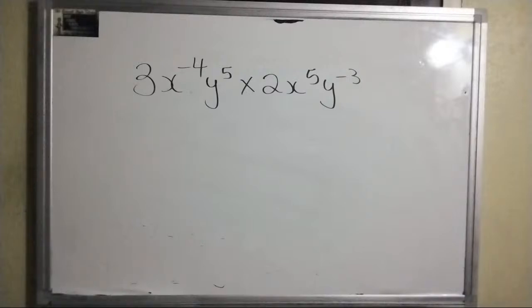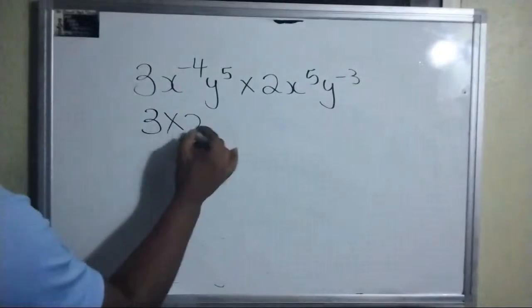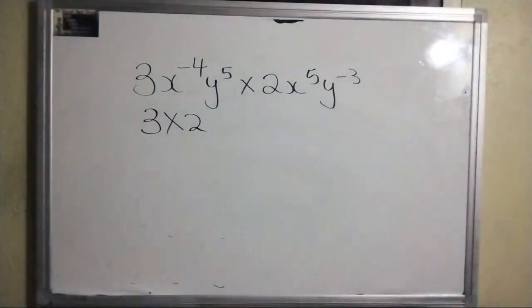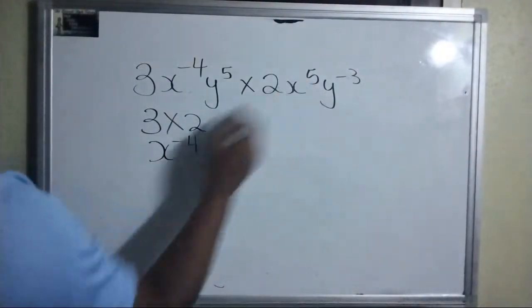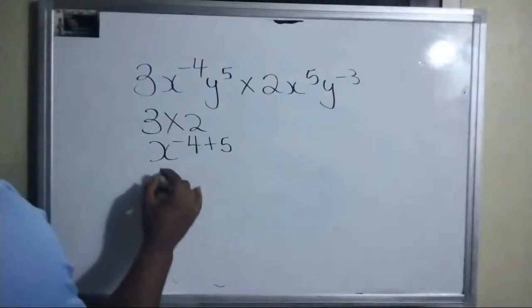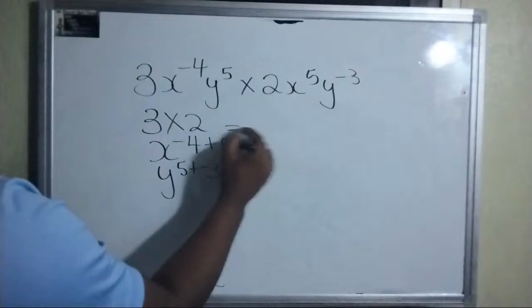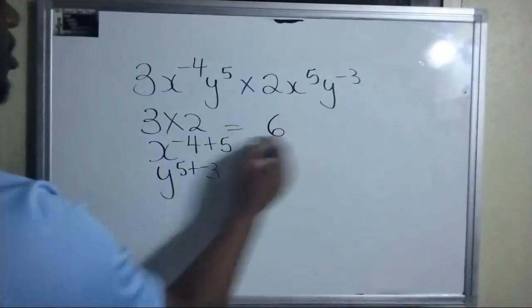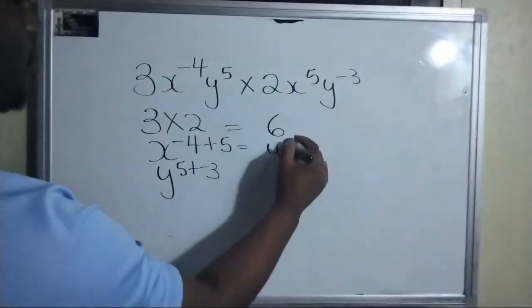All right guys, ready. So again, it will be 3 times 2. Where does that come from? X to the minus 4. We're supposed to add the powers since the bases are the same. Y to the 5 plus minus 3. So we get 3 twos are 6, minus 4 plus 5, that will give us y to the 1.